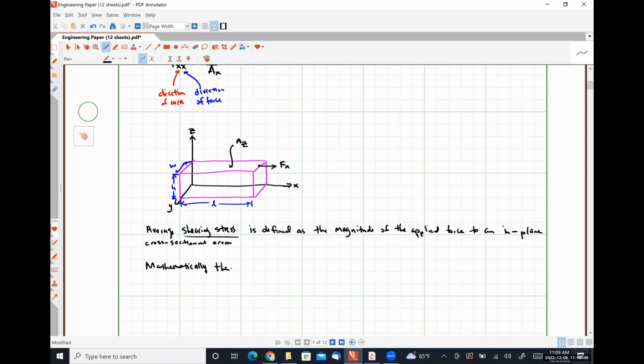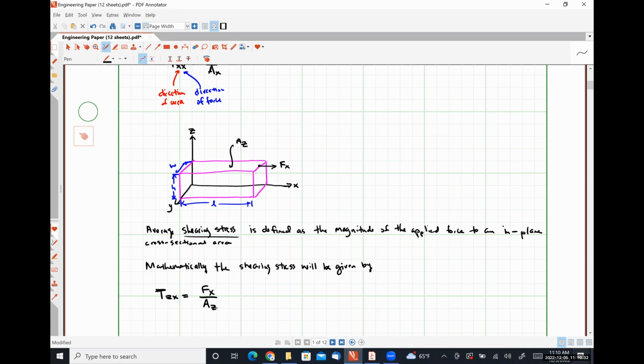And so mathematically, our shearing stress T_zx will be F_x over A_z. And again, the shearing stress that we're calculating here is an average value, meaning that the shearing stress is not uniformly distributed over the area the force is applied to. We're just looking at a composite.